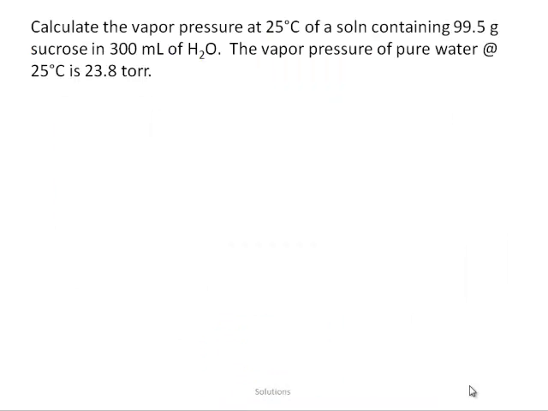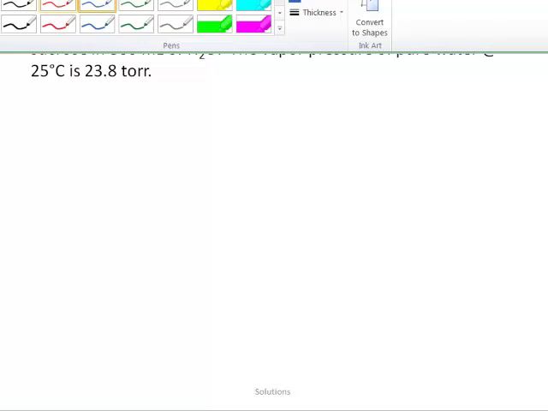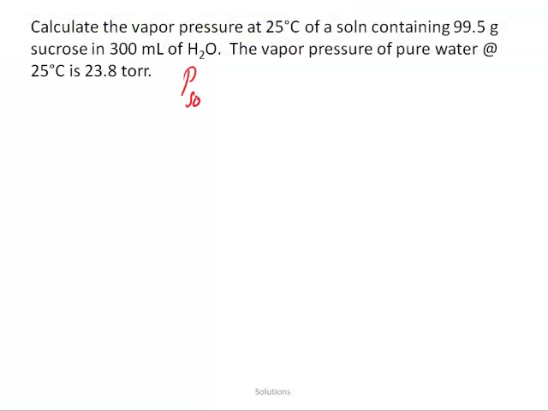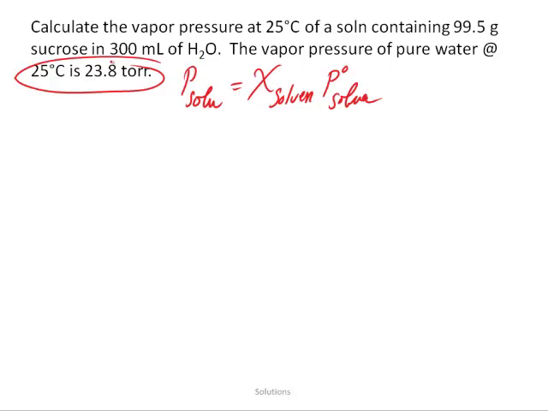Okay, so let's take a look at the vapor pressure of a solution that contains 99.5 grams of sucrose and 300 milliliters of water. So we're going to have to use our equation. The vapor pressure of the solution equals the mole fraction of the solvent multiplied by the vapor pressure of the solvent. The vapor pressure of pure water is 23.8 torr at 25 degrees Celsius. So really what we just have to calculate now is the mole fraction.